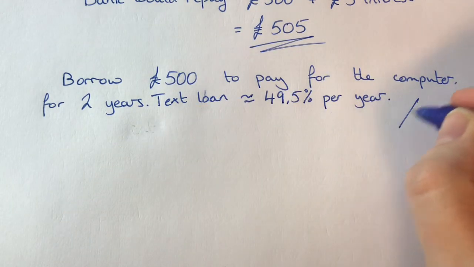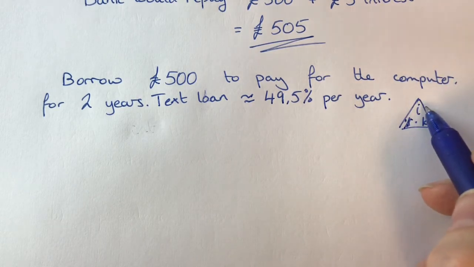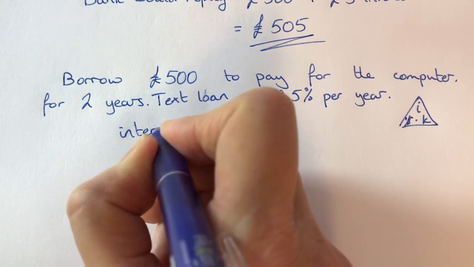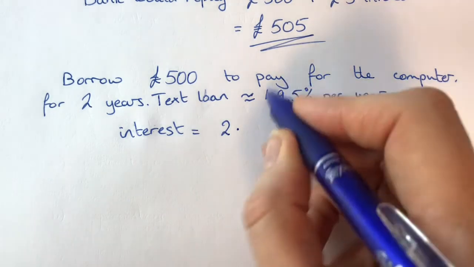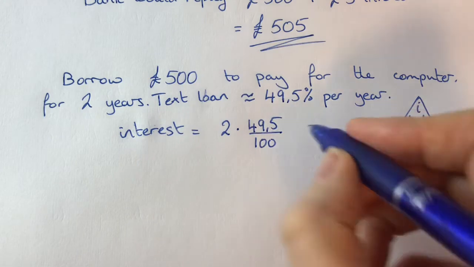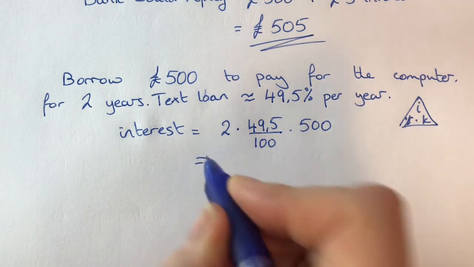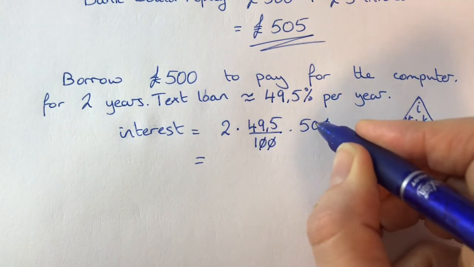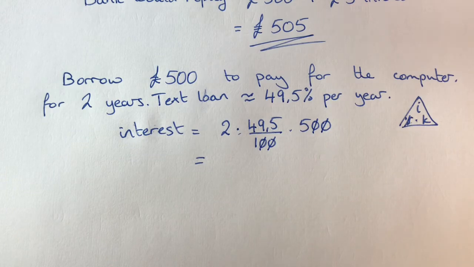So it's again the same formula, IRK. We're trying to work out what the interest is. So the interest would be the percentage rate multiplied by the capital. So the amount of interest that she would pay, and she's paying it for 2 years, it would be 2 times the percentage rate, which is 49.5%, which is 49.5 100ths, multiplied by £500, which is the capital. 100 goes 5 times into 500, so here we just get 5. So we've got 2 times 49.5 times 5.